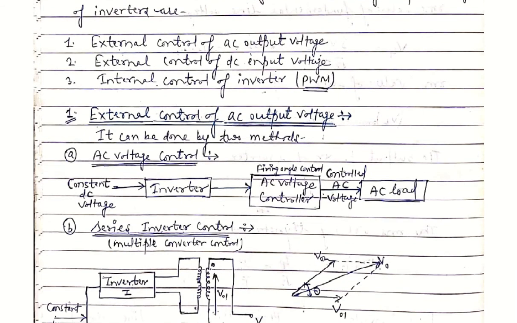First one is the external control of AC output voltage. To control the AC output voltage externally, it can be done by two methods. One is the AC voltage control. In this, we apply a constant DC voltage to the inverter, and it converts it into AC, which is fed to an AC voltage controller. What is the purpose of the AC voltage controller? It will convert the input AC voltage into an output AC voltage with variable magnitude, but the frequency should be constant. So it will give a variable output voltage at the output side.